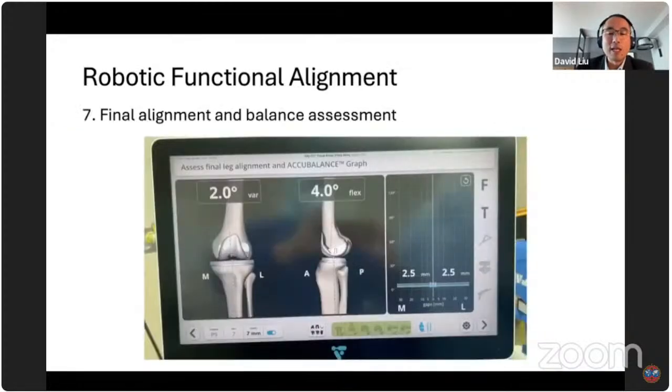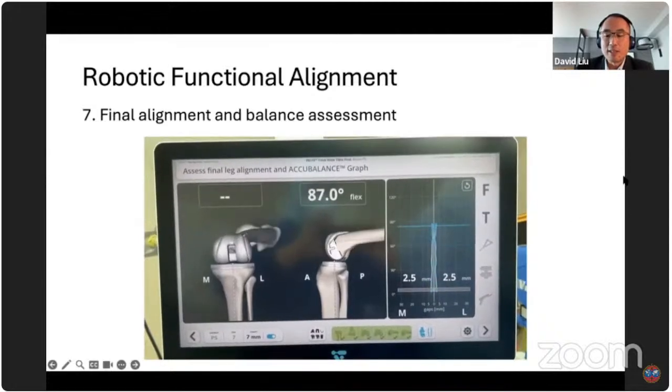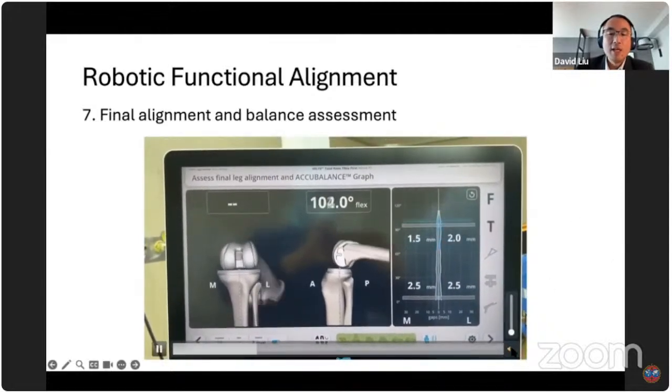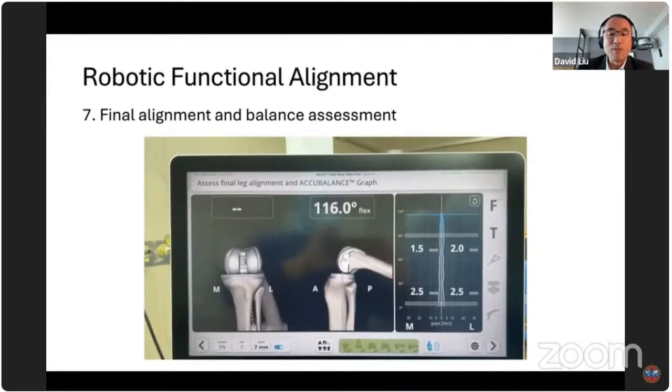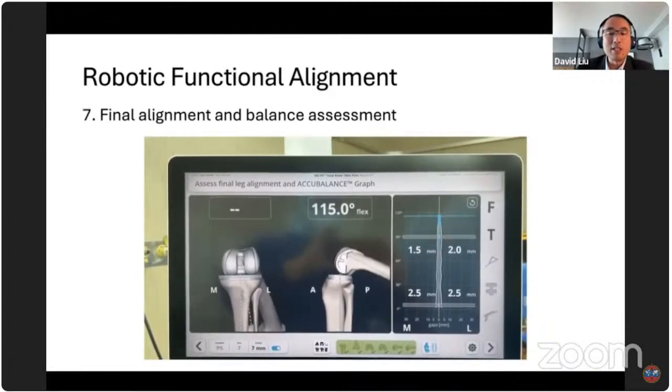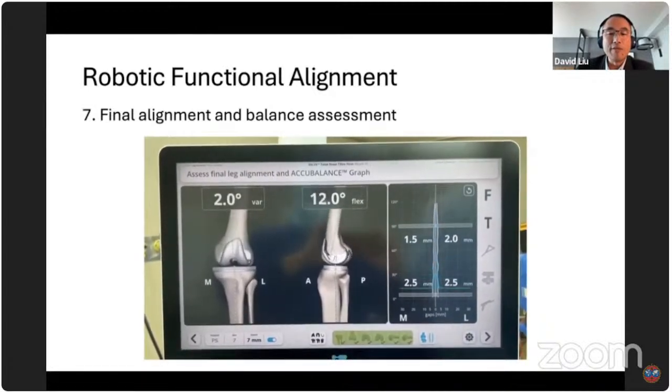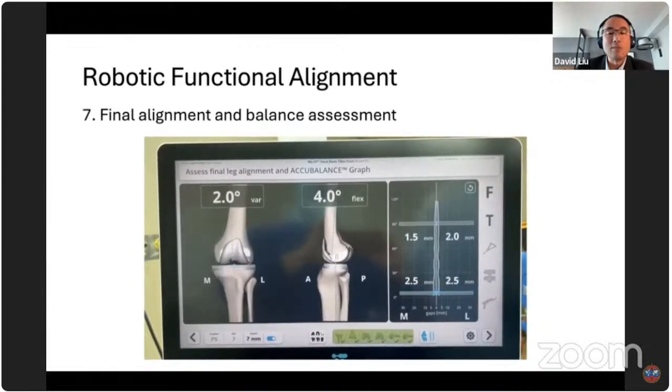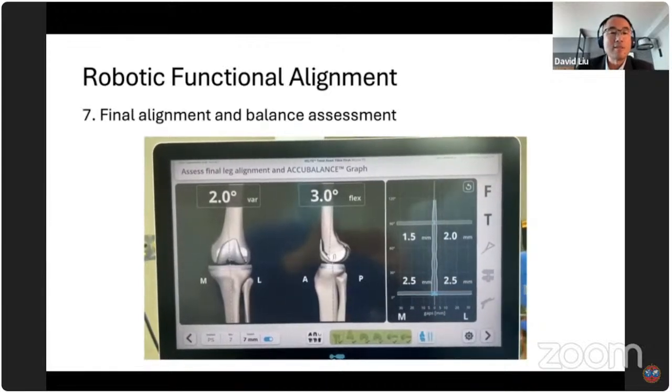Once I've finished all my cuts, I do a final balancing. Sorry, I'll turn the volume off. Hopefully the gaps are relatively balanced now, but the reason I do this is it gives me one final chance if I want to change my poly insert size.